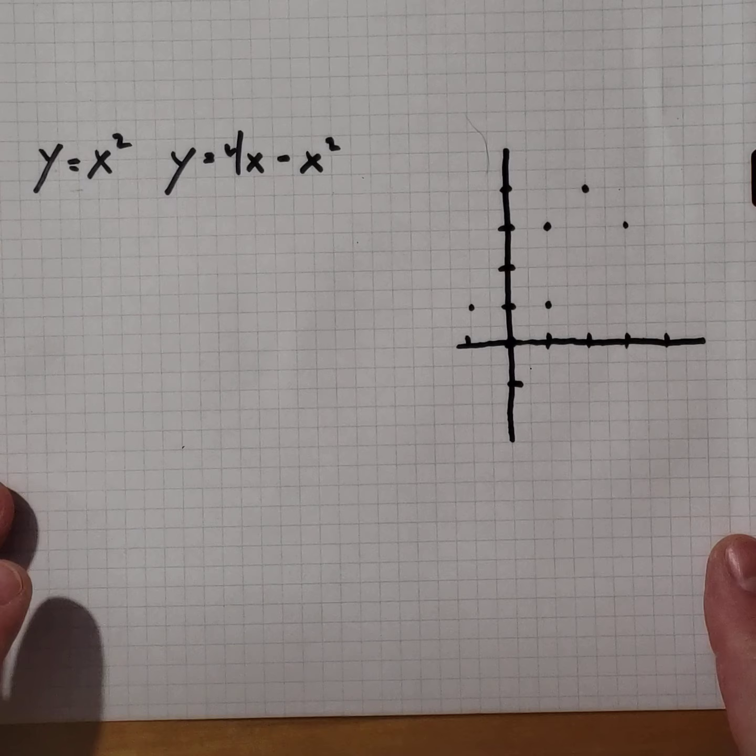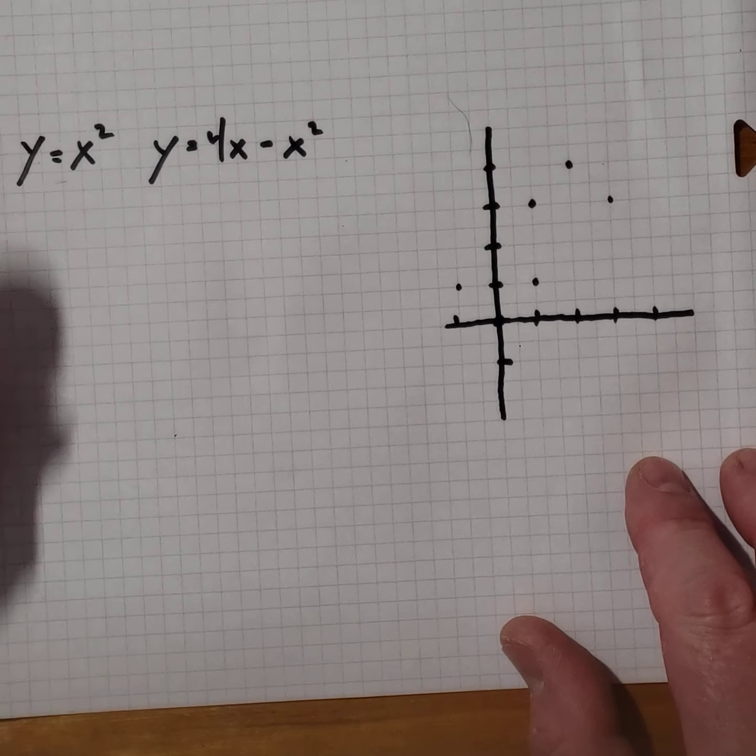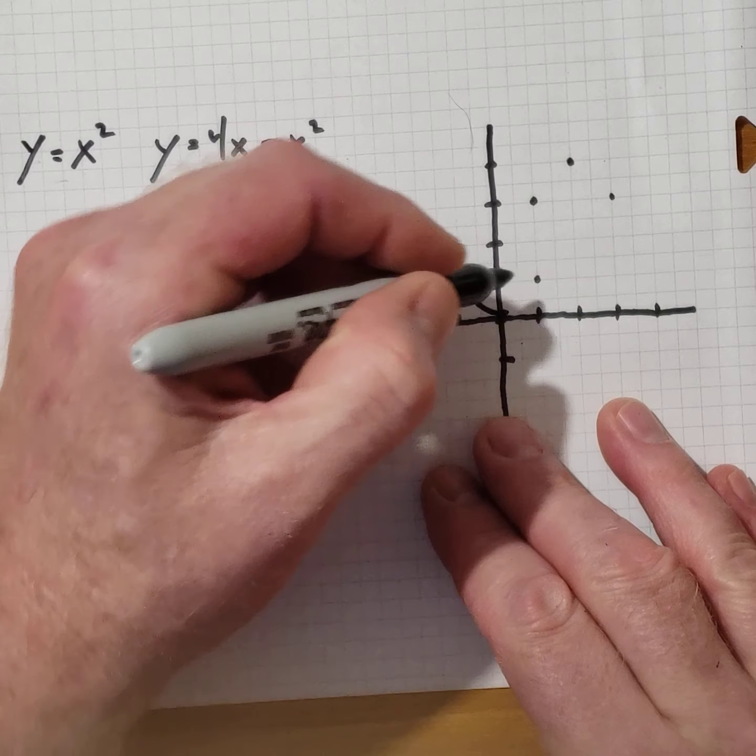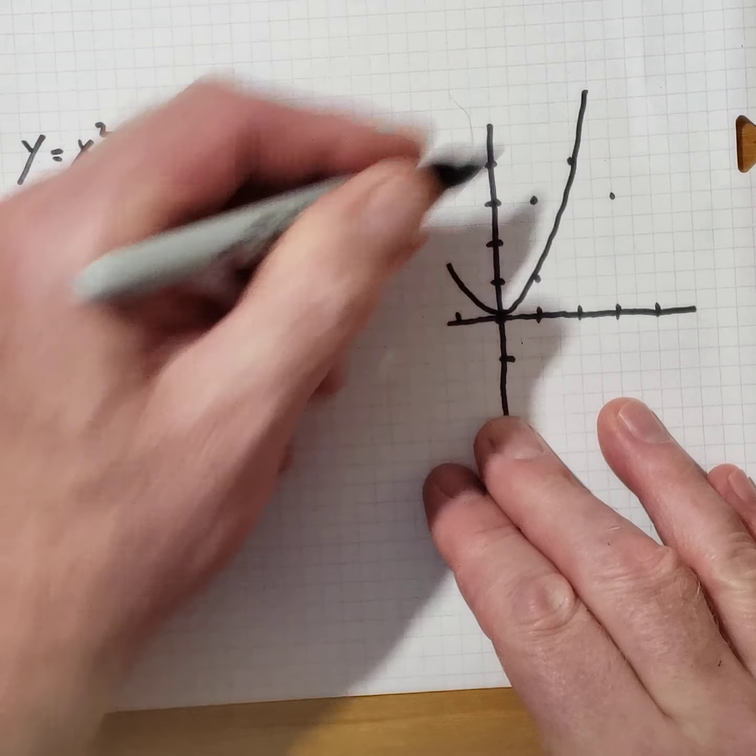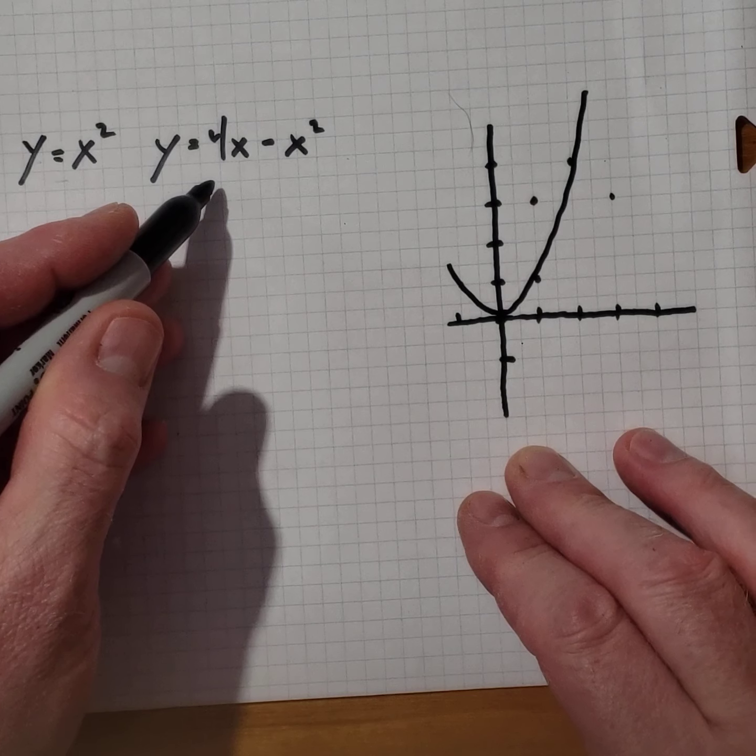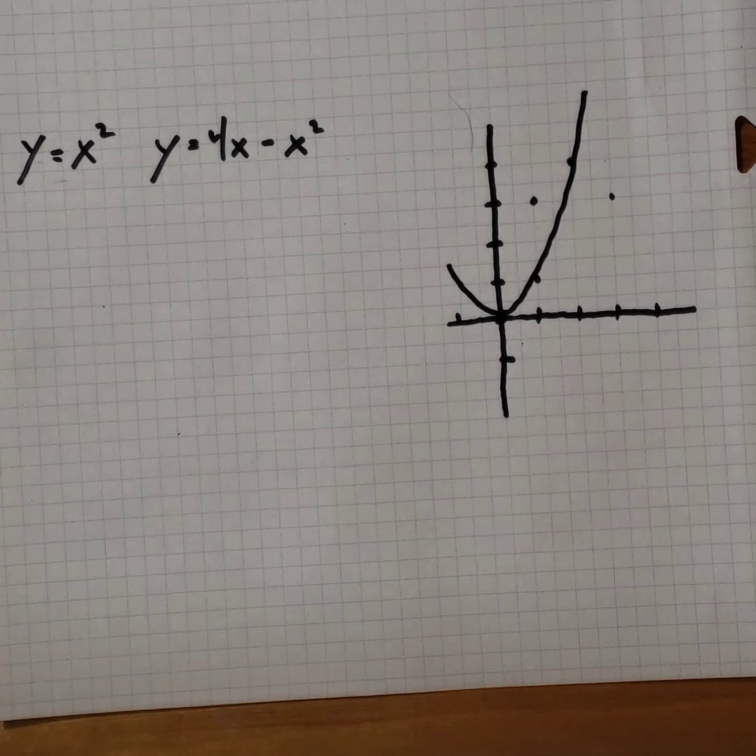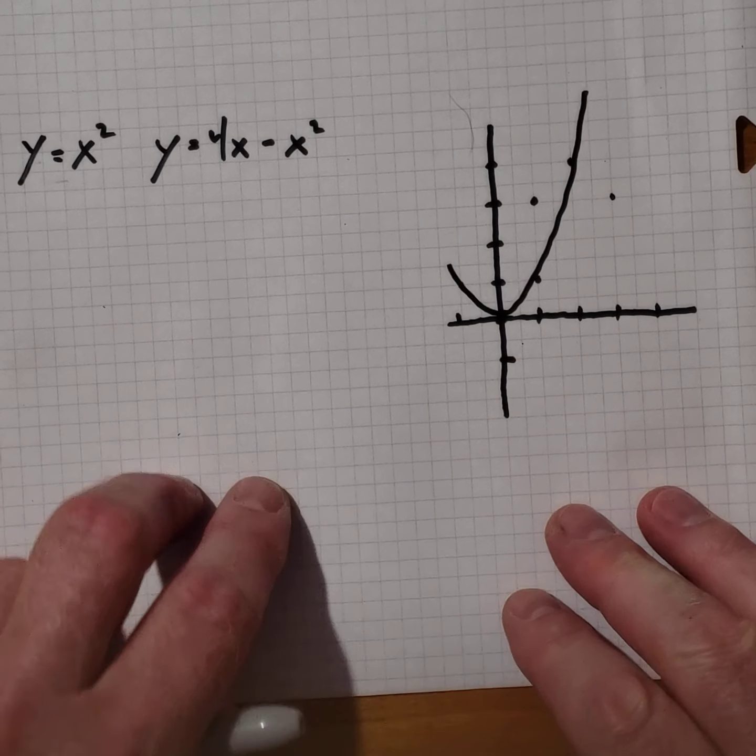Let's look at another one here. Got y equals x squared. We know what that looks like. And then y equals 4x minus x squared. If you don't know what it looks like, you can always graph it in the calculator, and that'll give you a real good sense of what it looks like.